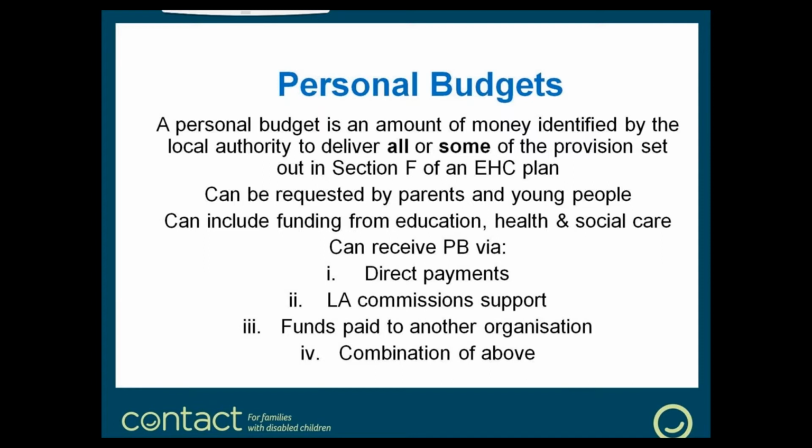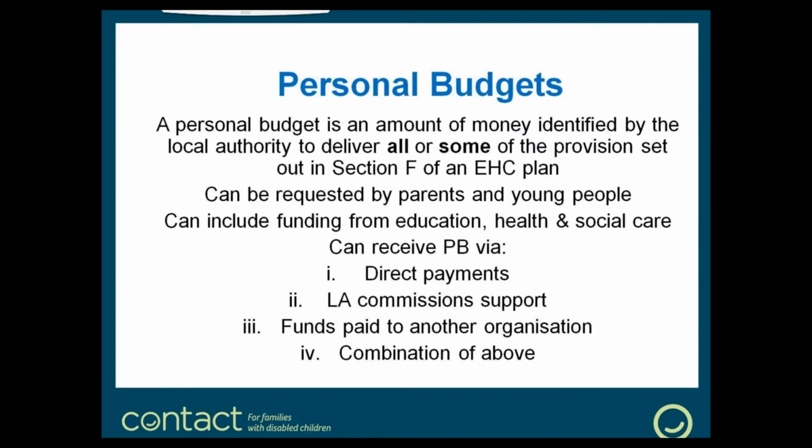You can receive a personal budget in a number of ways. So the first is direct payments, which people are probably familiar with in terms of the social care area. For direct payments, this is different. Anything that comes through an education, health and care plan is different to anything that comes directly from health or social care, although it may be referenced in the plan. Second way would be for the local authority to commission the support. The third way is that funds are paid to another organisation, so for example, a third-party agency type arrangement. And then the fourth is you could have a combination of the above.